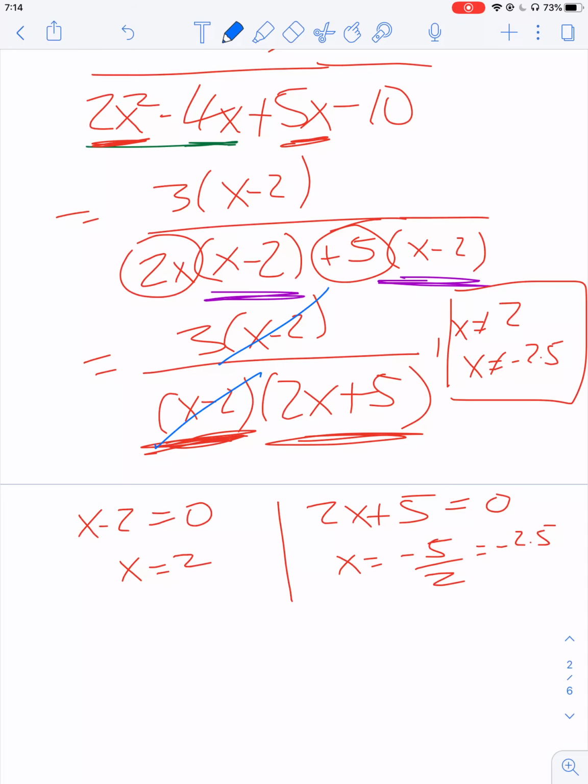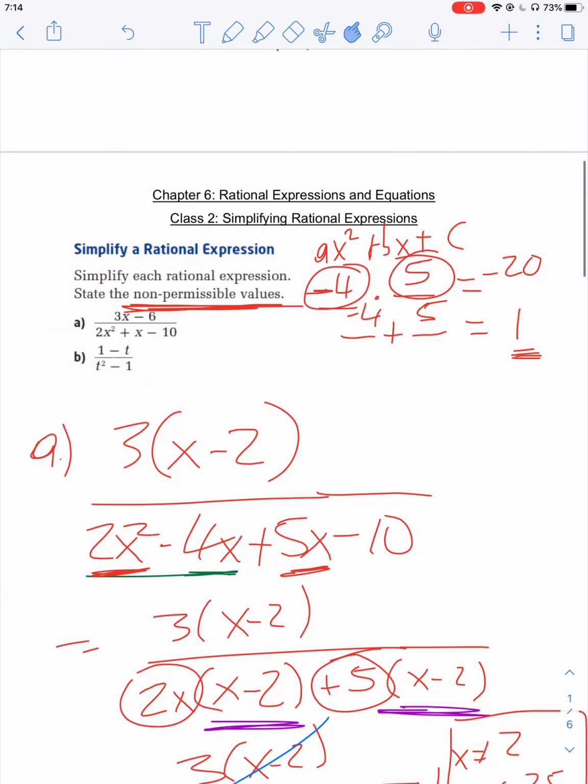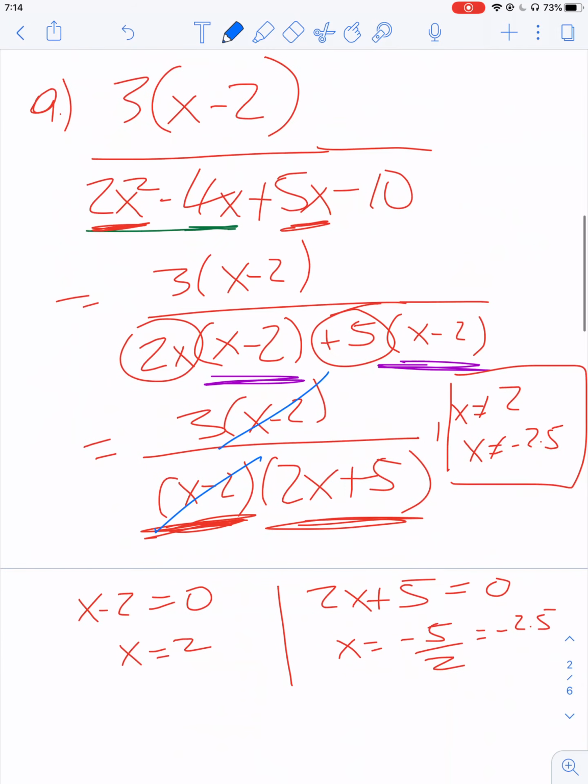Now, had you forgotten to factor your numerator, you wouldn't have been able to cancel out the x minus 2 and x minus 2, right? So as you can see, it's designed in such a way that if you factor everything, numerator and denominator, only then you will be able to cancel things out, okay?